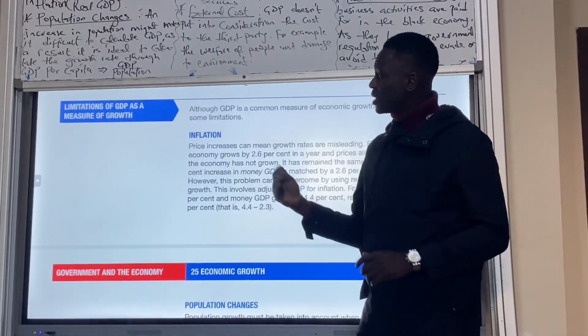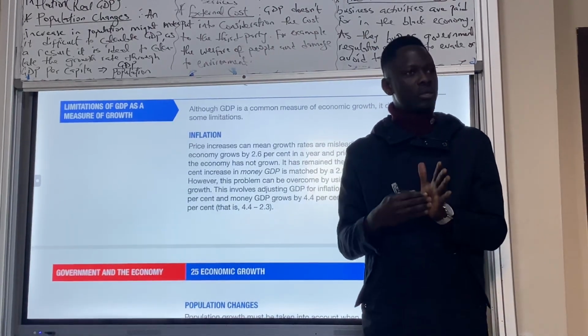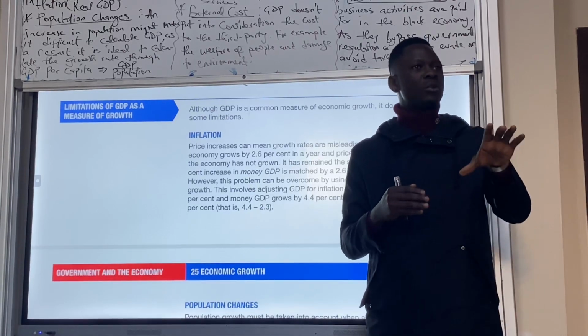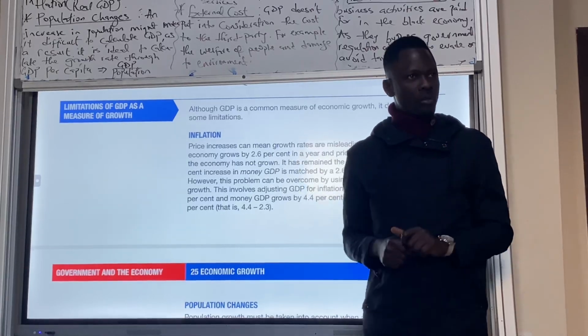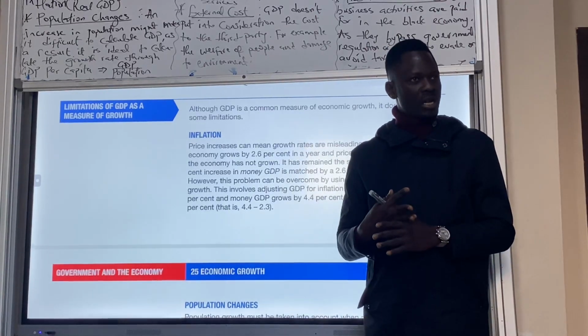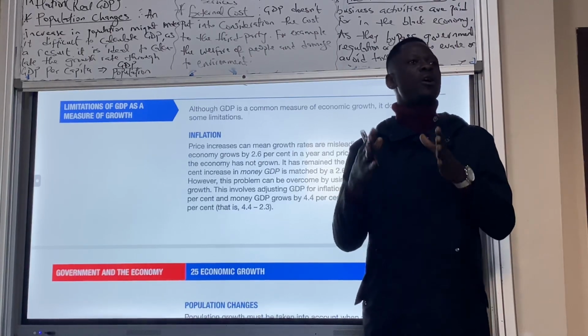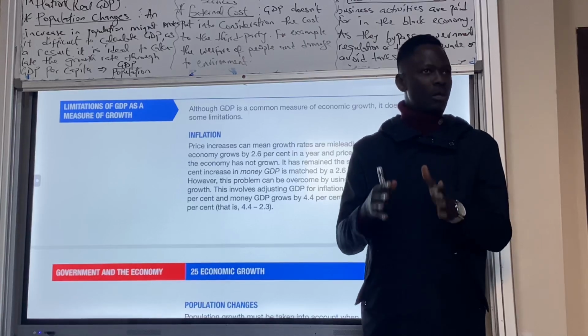Good day. We continue with economic growth. To measure economic growth, we measure it through the GDP. And when we talk about the GDP, it's the measurement of the PPC of a country, the output, the national income. We've talked about that in the previous class. Today we want to look into the limitations, the problems when we try using GDP to measure economic growth.